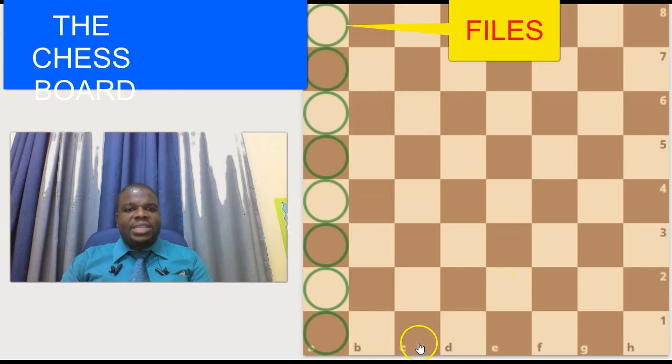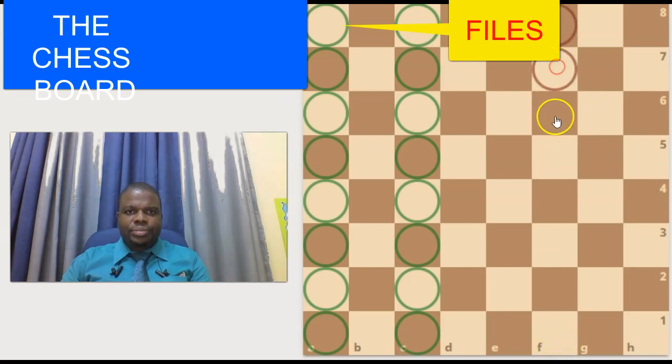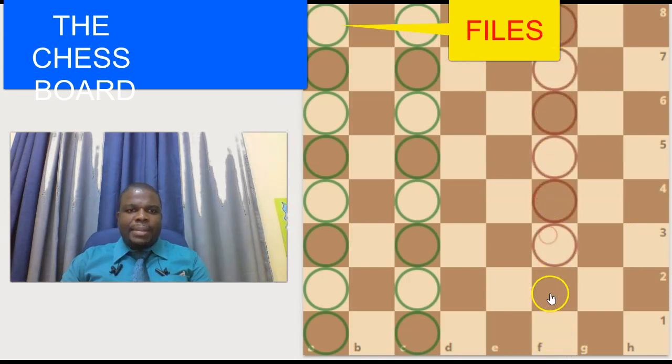Now this file is called the C file. Notice that there are 8 squares on the C file. 1, 2, 3, 4, 5, 6, 7, 8. I wonder if you can tell me what file this is. What file am I highlighting? Look at the letter and that will give you a clue. Yes, you are correct if you said that's the F file.